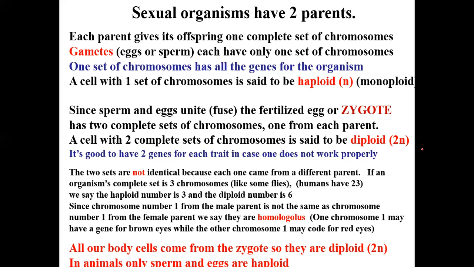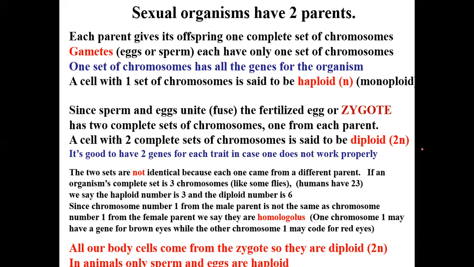If an organism's complete set is 3 chromosomes, like some flies have, by the way, humans have 23 chromosomes in a complete set, we say that the haploid number would be 3. 3 chromosomes is one set. And a diploid number, 2 sets of chromosomes, would be 6.